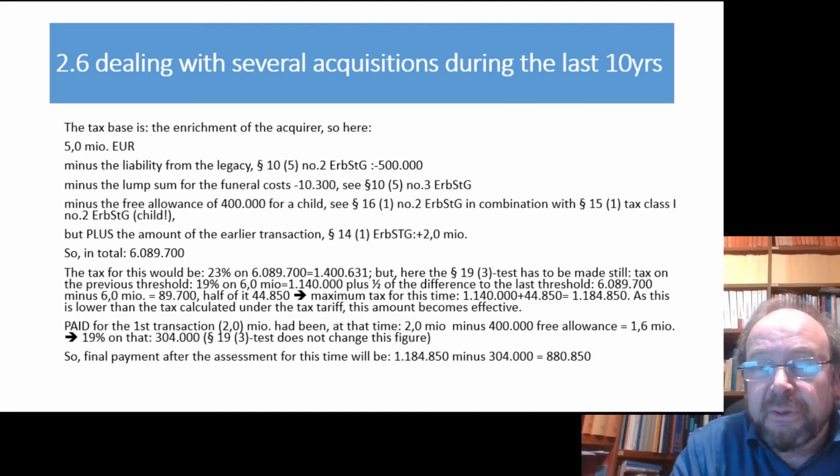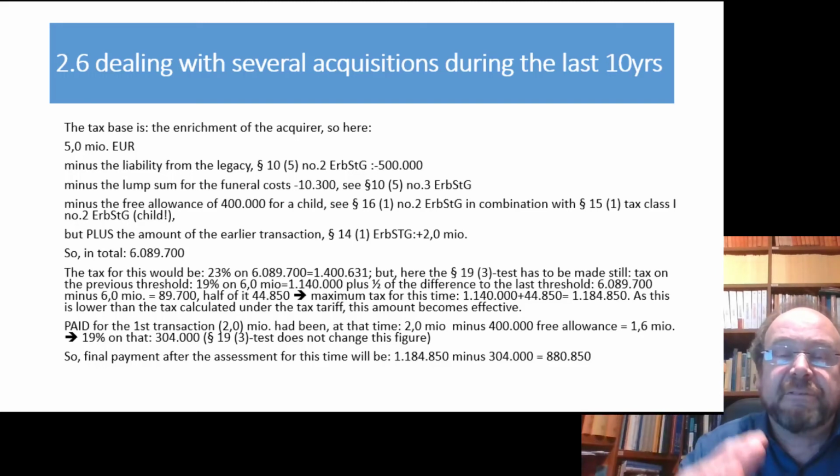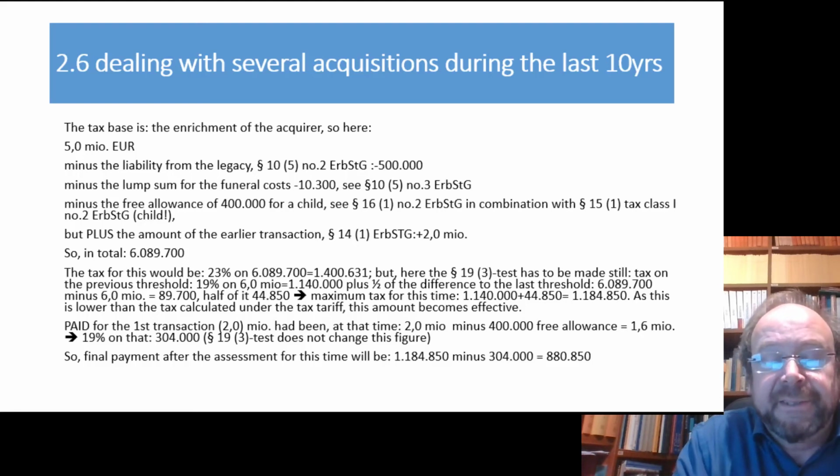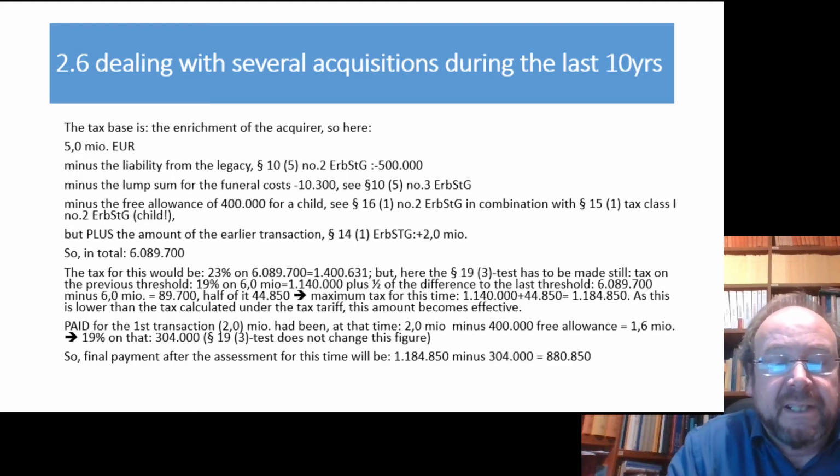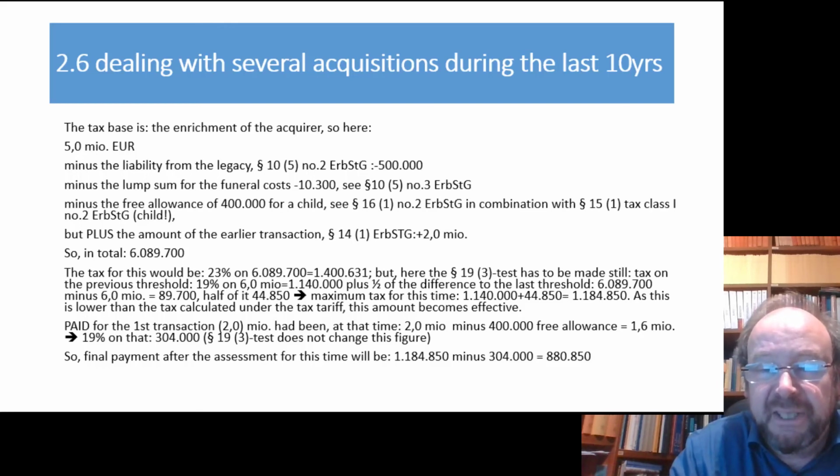But we really should not forget to make the 19.3 test. That means the maximum for the tax is near the beginning of a new bracket, fixed to the tax which would have been due at the end of the last bracket, plus at maximum half of the amount by which we have surpassed the last bracket. So to calculate that, the last bracket was 6 million. In tax class 1 for 6 million, 19% would have been the appropriate tax rate. So 1,140,000 would that have been.